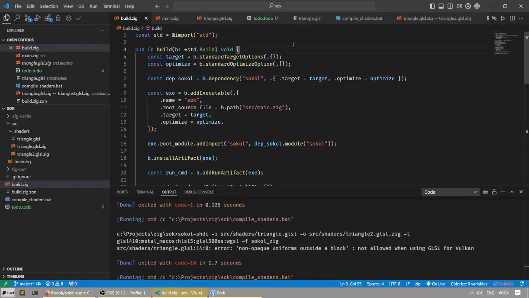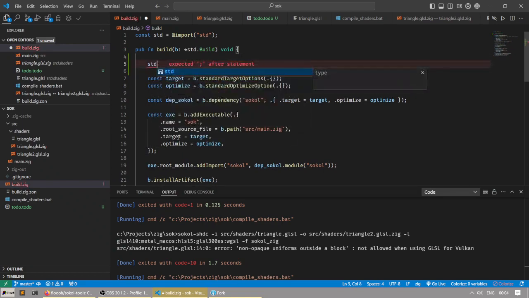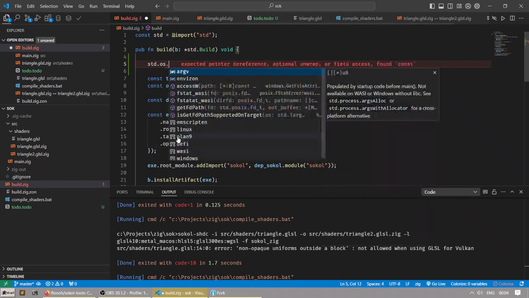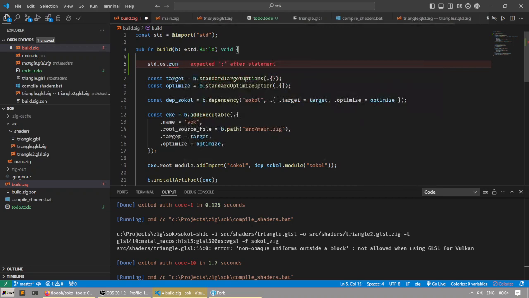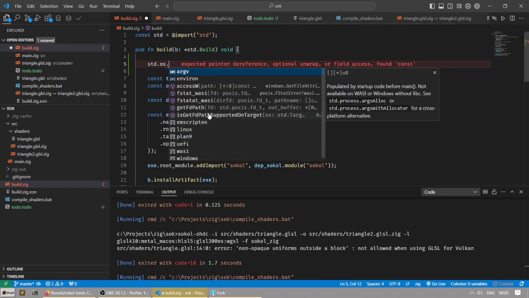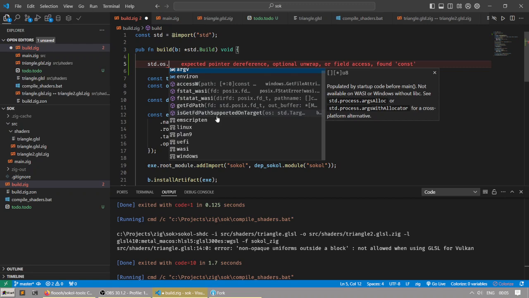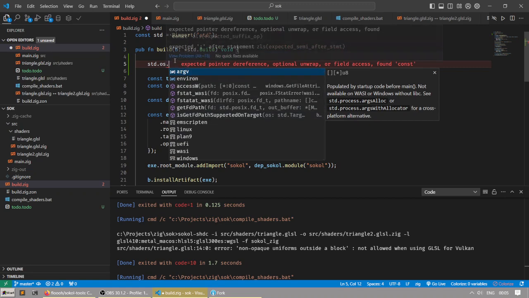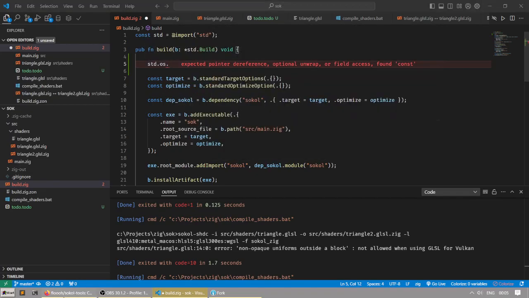Maybe I should do it here, like run the compile shaders bat file. Yeah, it's probably like a sub process. Maybe there is something in std os or something like that. Os run, no, process, no. There must be something, right? No, this is Windows. So maybe that's not the right one.